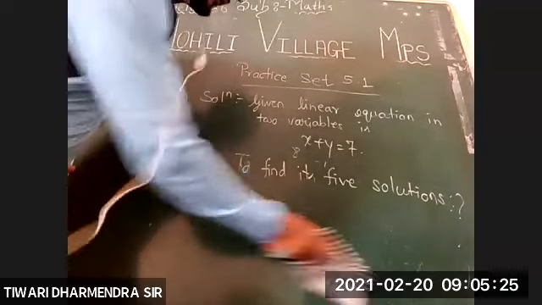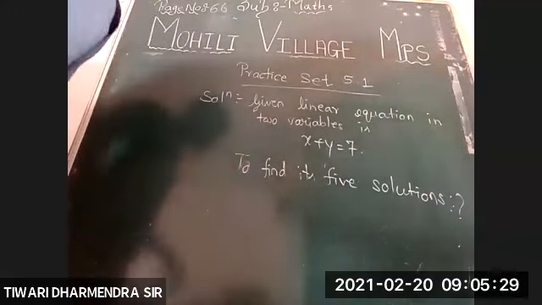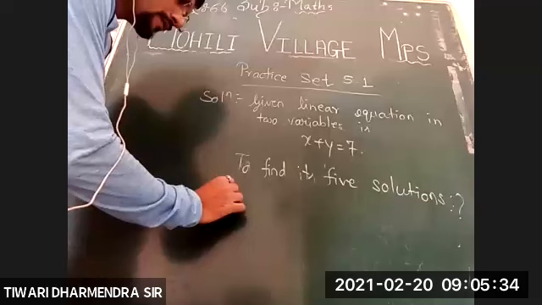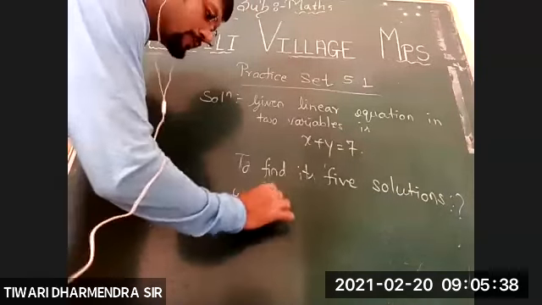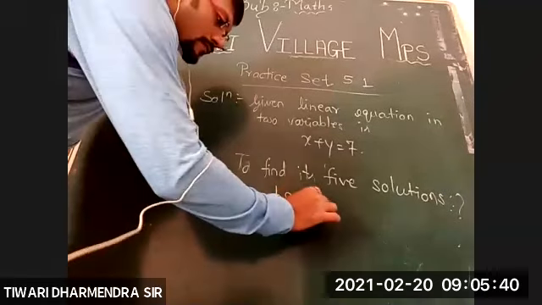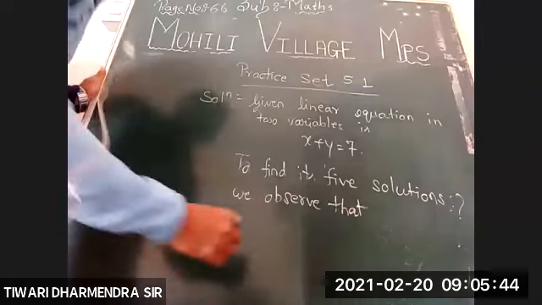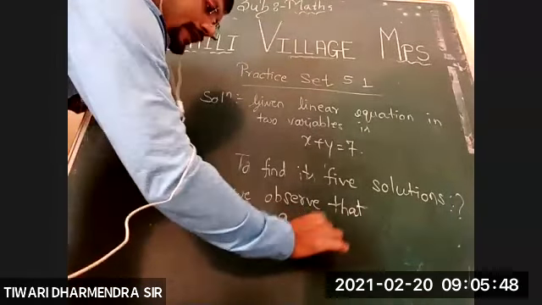Yeah, all of these satisfy the condition. So we'll be taking a bit different solutions. Let's see. So we observe that x equal to 9, y equal to -2.